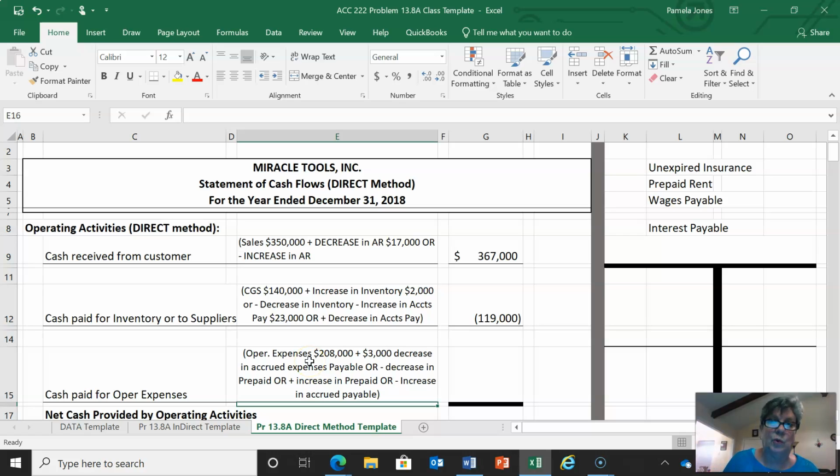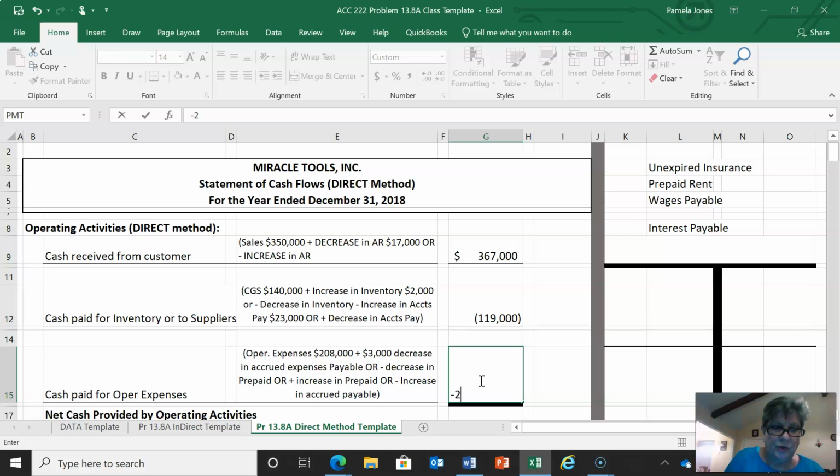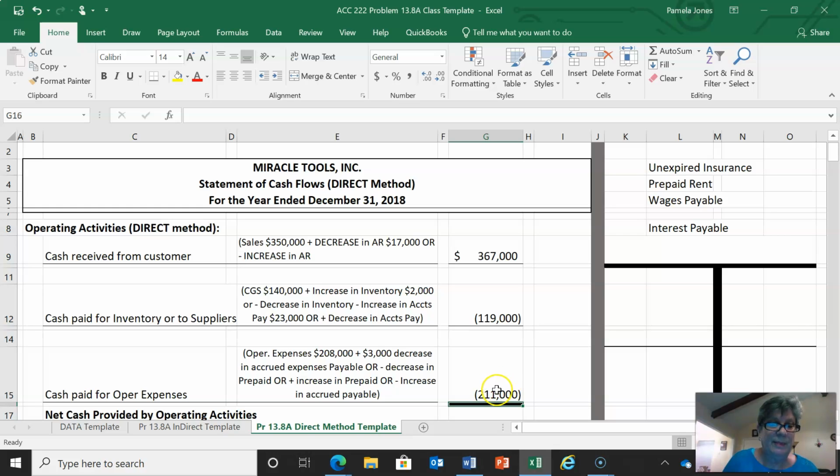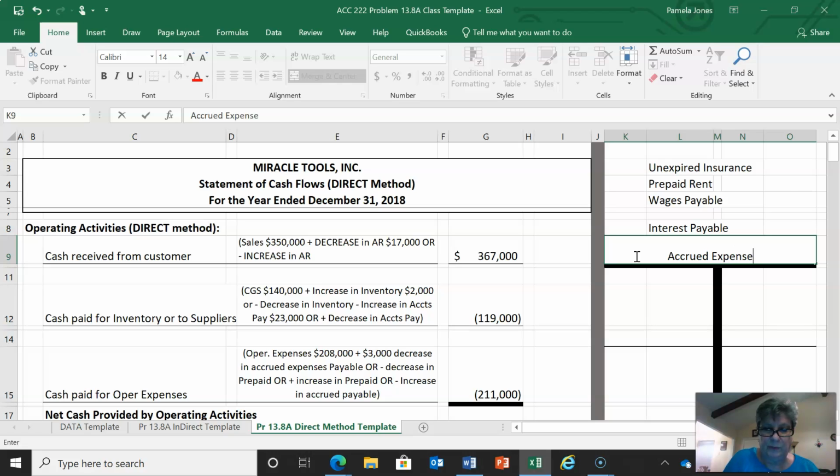Like I said, insurance, rent, wages, interest, taxes, and some of those come from asset accounts, some of them come from expense accounts. So the amount we actually wound up paying for these operating expenses is the $208,000 plus the $3,000 or $211,000. And again, since we paid, that's going to be a negative in the cash flows from operating activities section. Now, again, because I kind of got distracted there a little bit, let's look at this accrued expenses payable as a T account, like we did with the others.